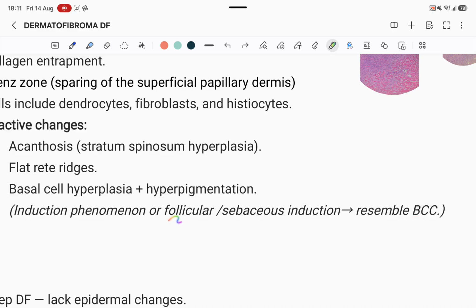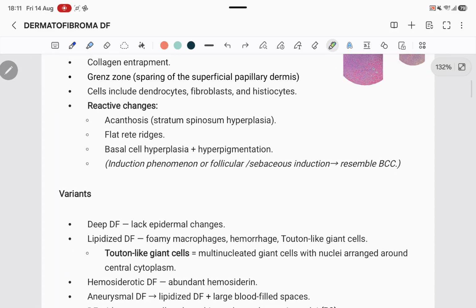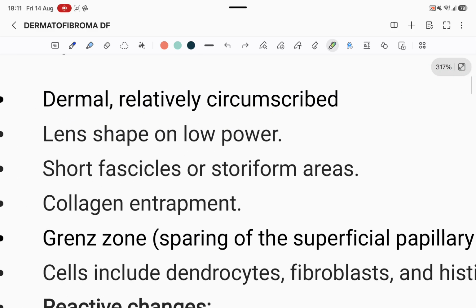There are another two things that can happen, which are called follicular and sebaceous induction. That is just hyperplasia, or not just hyperplasia, but those cells surrounding the hair follicle and the sebaceous gland go into a basaloid transformation, resembling again BCC. It's not as important as your microscopic features in here.